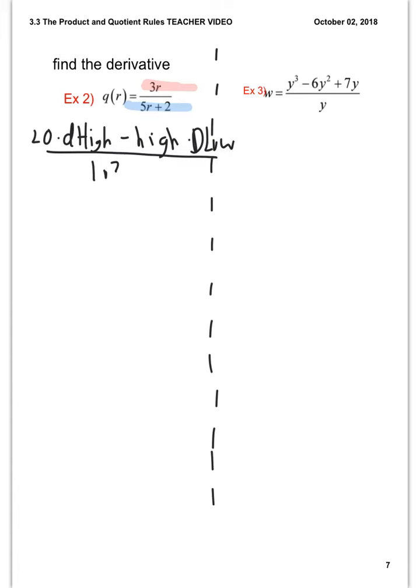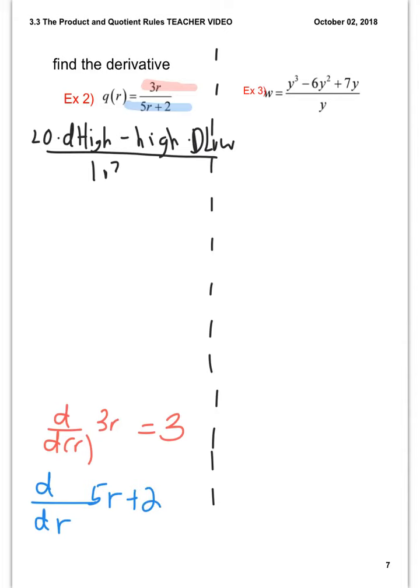We need to find out the derivative of the high. So the derivative of the upper function, so it has an input of r, so the derivative of 3r. Just going to use that power rule. We know that is just 3. Now the low function, we would need the derivative of the low function. And again, the input of the low function is r. So the derivative of 5r plus 2, again, we know would just be 5. So we're going to go ahead and just use that to build our derivative formula.